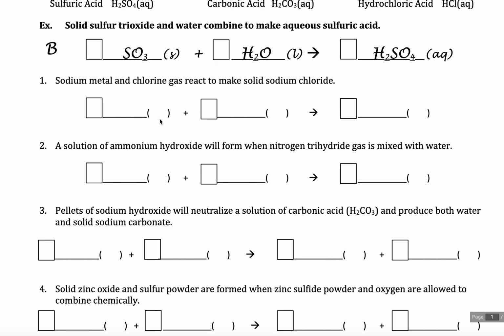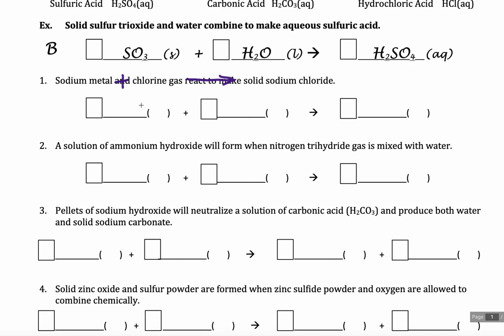All right, so let's go through these problems. The first thing you have to do is read through the whole sentence before you start writing anything, because you want to figure out what your reactants are and which are your products. So sodium metal and chlorine gas react to make. So there's our yield sign. These two are our reactants, and this is our product.